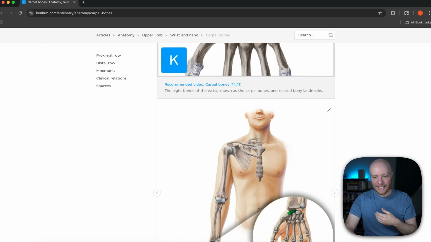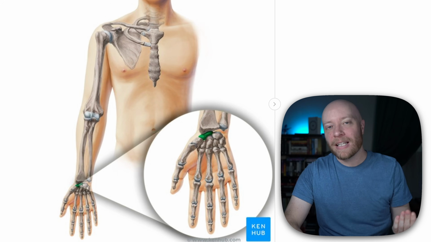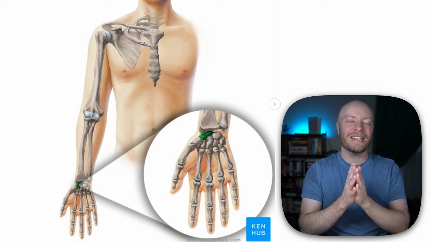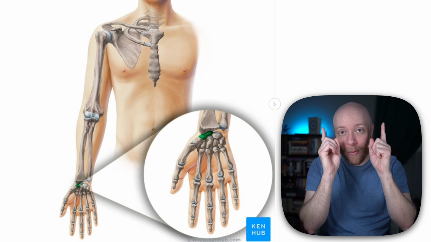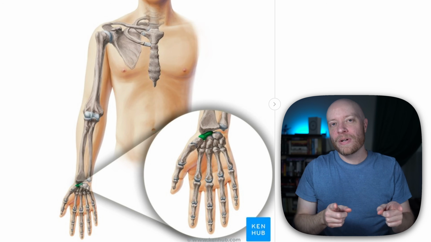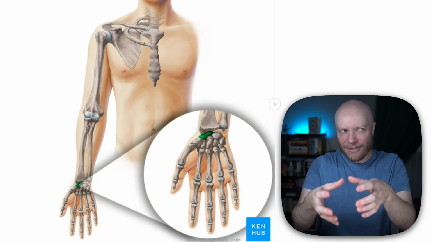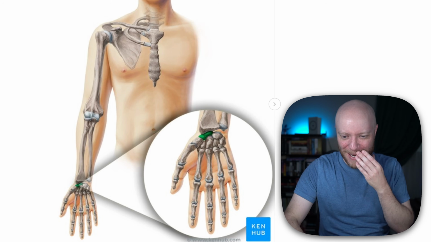So I'm just going to scan down, and what we are immediately going to see is the location of the wrist. And you might be like, Justin, I know where my wrist is. I don't need to know this. However, a lot of people don't understand what actually is the wrist.